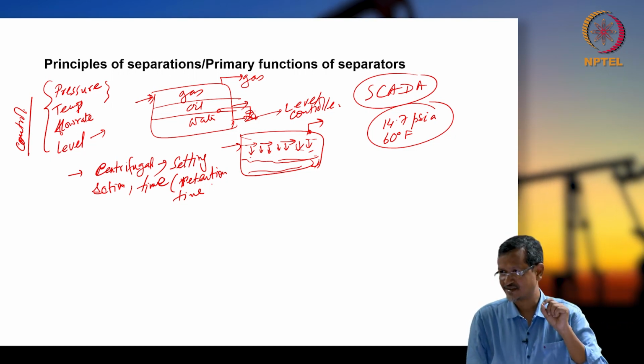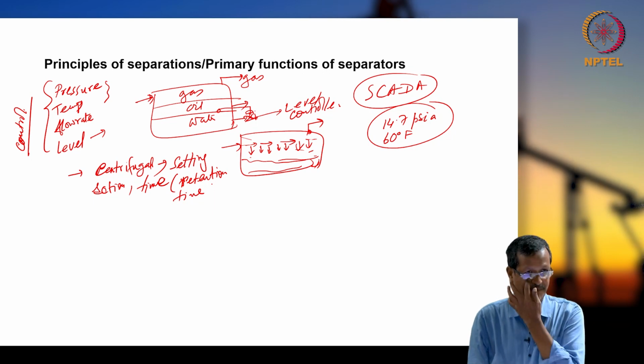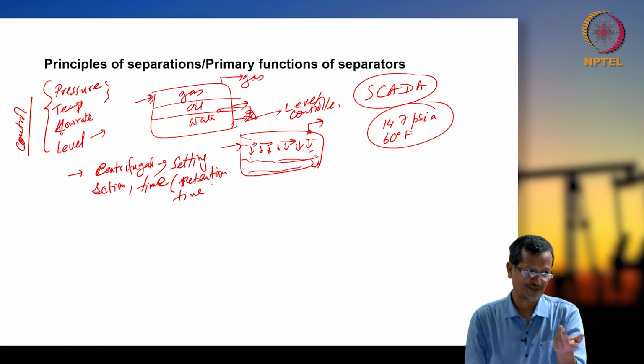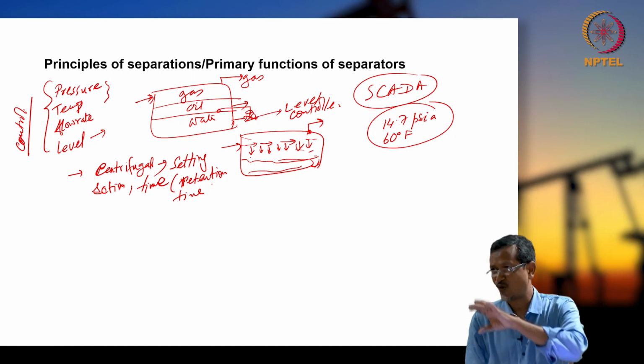You are just putting one extra compressor. Okay, but maybe a small pressure reduction is okay. So that also you have to consider. So as a production engineer, you should know all the parts.